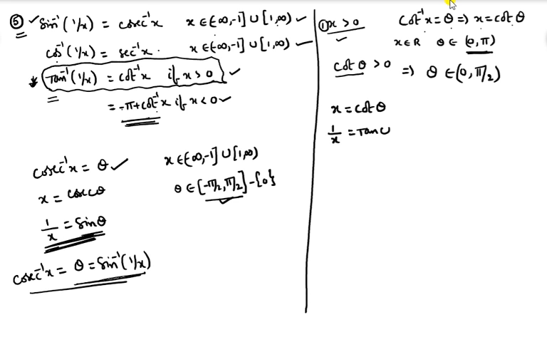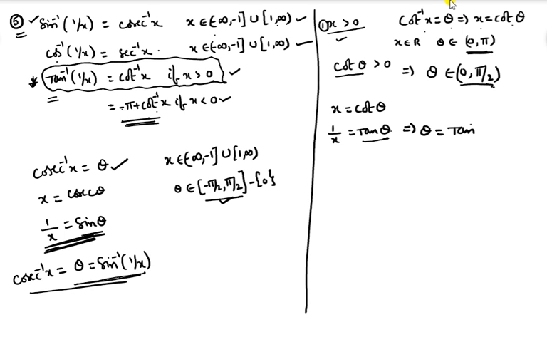Now I can write 1 by x is equal to tan theta. Check once: theta is there in the principal branch. What is the principal branch for tan? The principal branch of tan is the open interval minus pi by 2 to pi by 2. Now you can check here, theta is in the interval 0 to pi by 2. This is a subset of the open interval minus pi by 2, pi by 2. That's why theta is there in the principal branch.